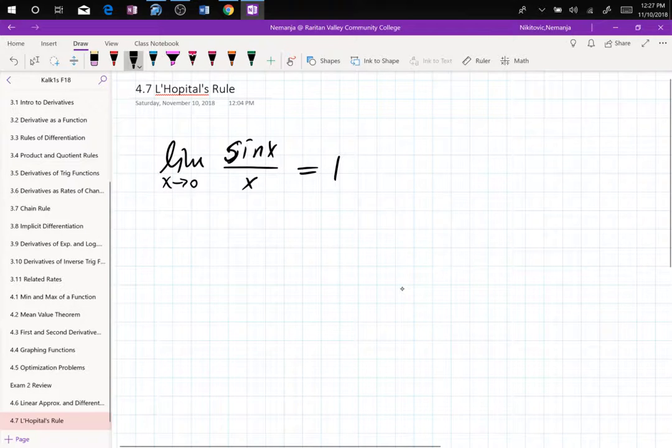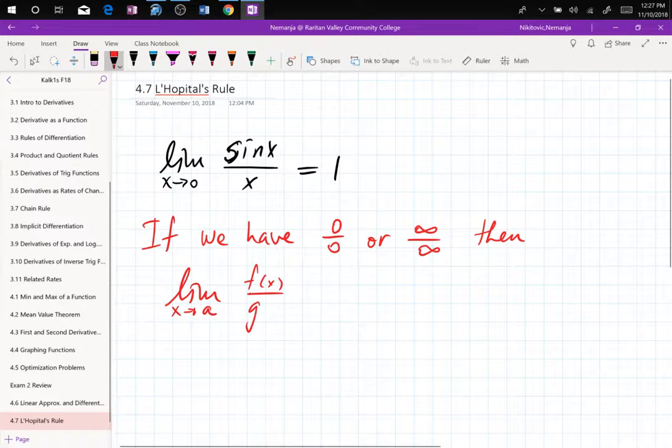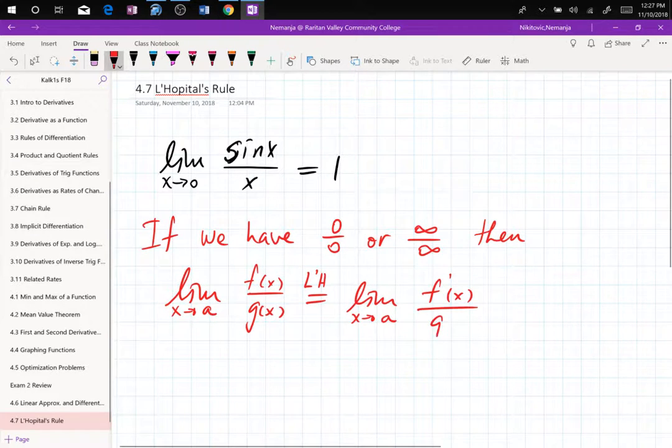So now what is this L'Hopital's rule? Well, it says if we have 0 divided by 0 or infinity divided by infinity, then the limit as x goes to, I'll just put a, of f of x over g of x, and then you put this L apostrophe H, is going to have the same result as the limit as x goes to a of f prime of x divided by g prime of x. So this is the quotient rule.